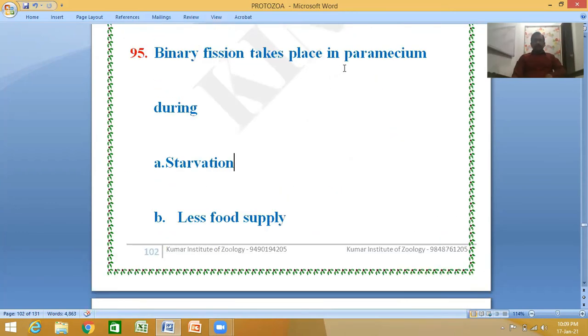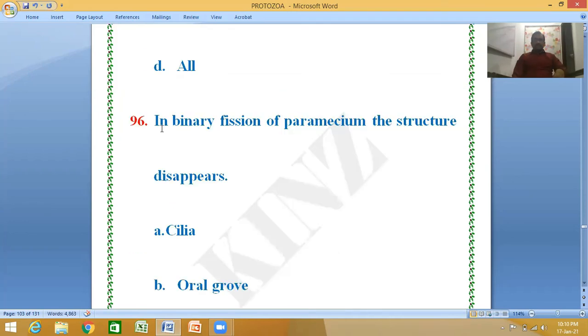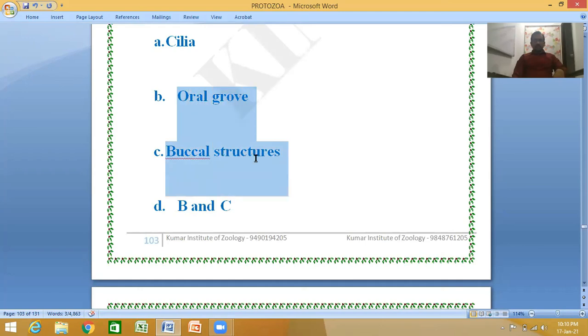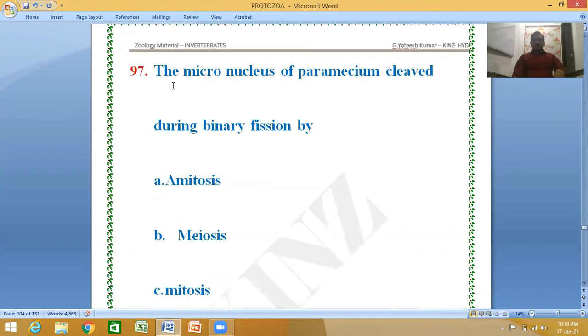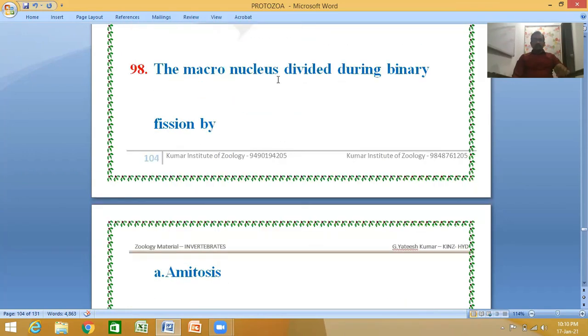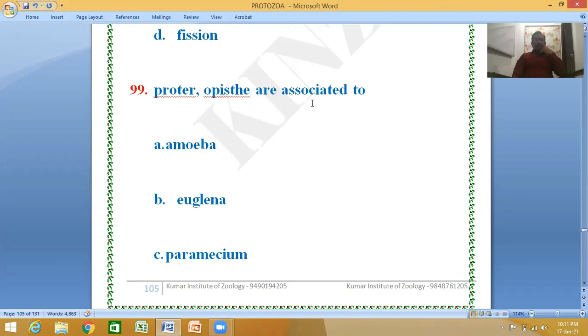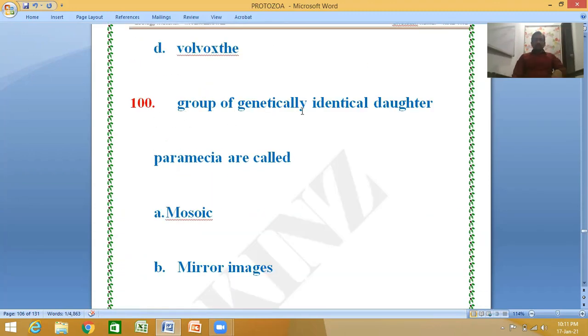Binary fission takes place in Paramecium during stable conditions. In binary fission of Paramecium, the oral groove and buccal structures both disappear. The micronucleus of Paramecium divides during binary fission by mitosis. The macronucleus divides during binary fission by amitosis. Proter and opisthe are associated with Paramecium. The group of genetically identical daughter paramecia is called a clone.